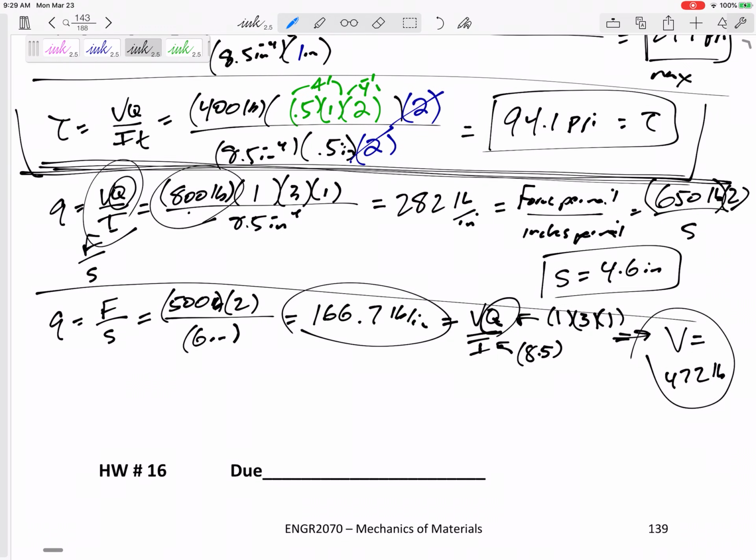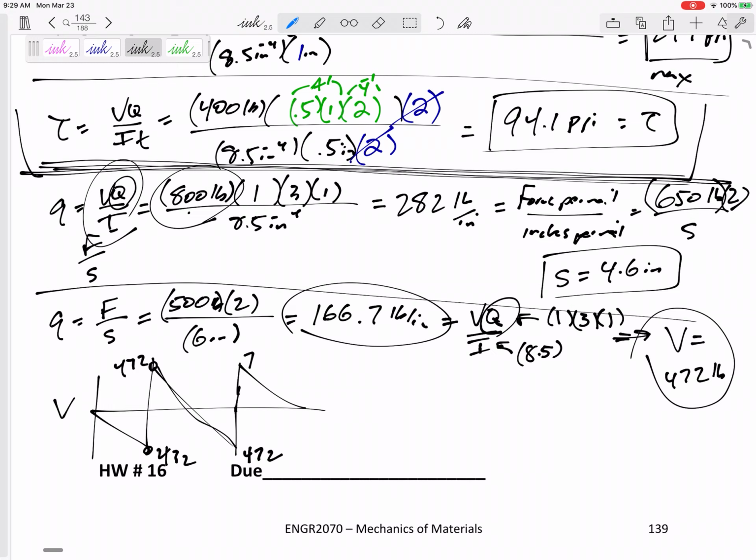So if that's the maximum V those nails can handle, what is the maximum distributed load? Well, I would just go back and look at my shear diagram. My shear diagram was for a uniform distributed load. This is what my shear diagram looks like. So it's telling me that I can only have 472 right here. Instead of 800, I can only get up to 472 right here. So what W would get me up to 472?